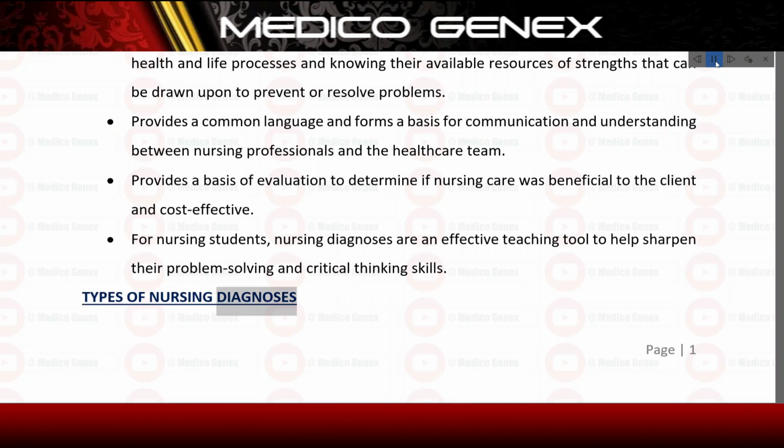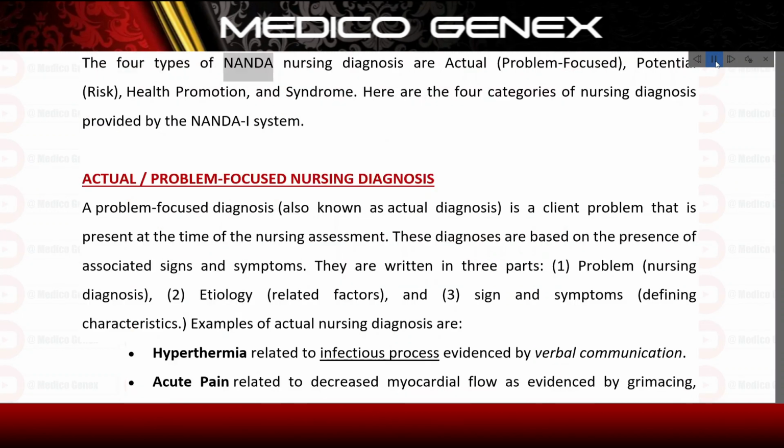Types of nursing diagnosis. The four types of NANDA nursing diagnosis are actual, problem-focused, potential, risk, health promotion, and syndrome. Here are the four categories of nursing diagnosis provided by the NANDA-I system. Actual problem-focused nursing diagnosis. A problem-focused diagnosis, also known as actual diagnosis, is a client problem that is present at the time of the nursing assessment. These diagnoses are based on the presence of associated signs and symptoms.